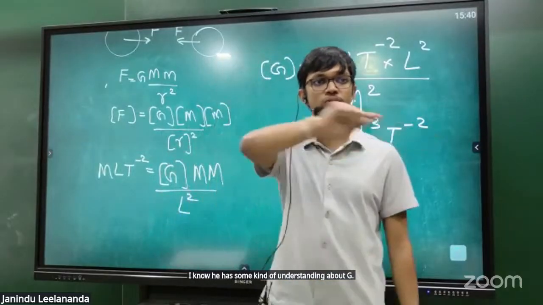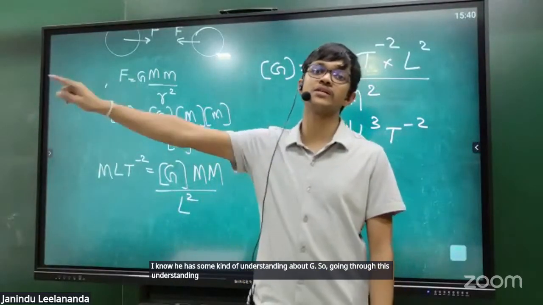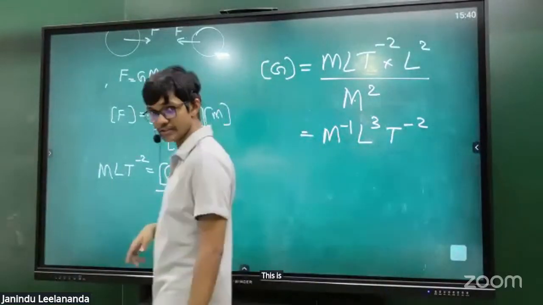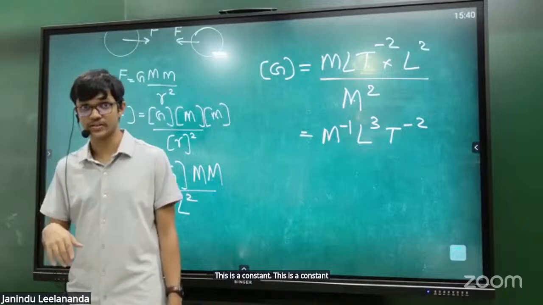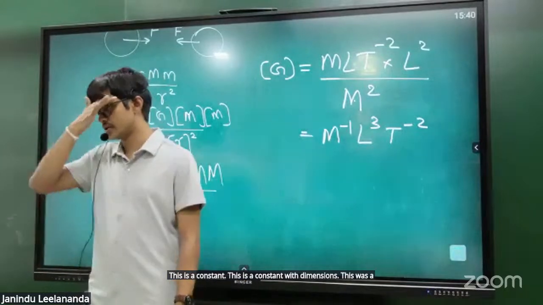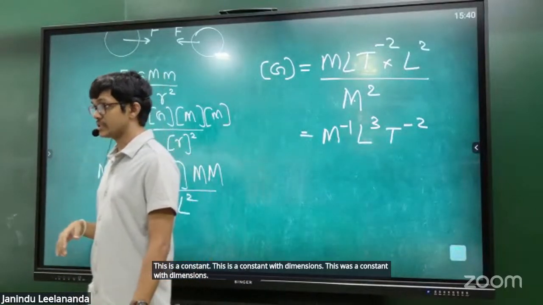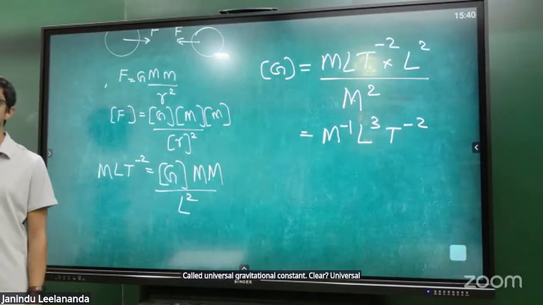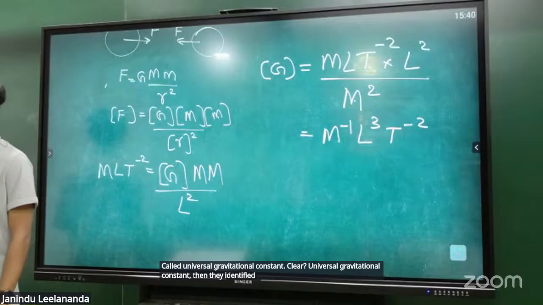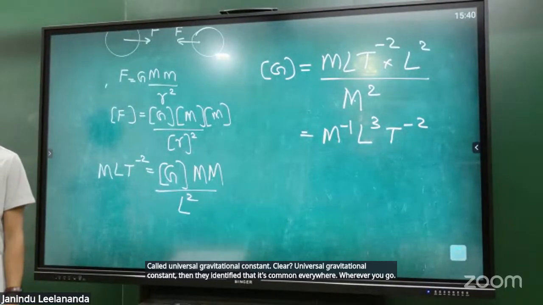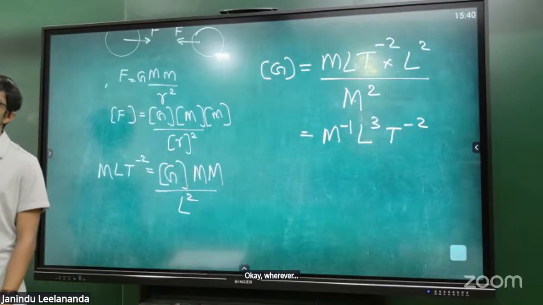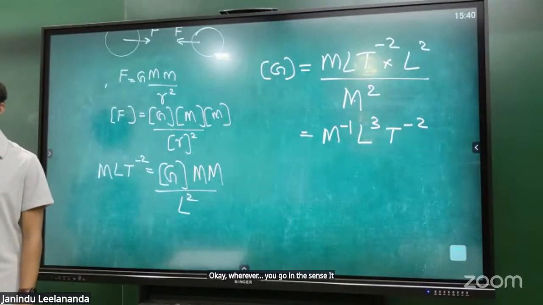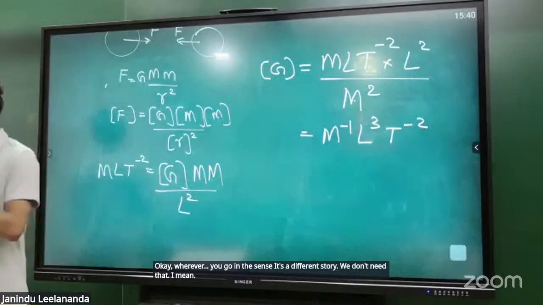Going through this understanding, after doing several sets of experiments, they identified that this is a constant with dimensions, called the universal gravitational constant. Clear? Then they identified that it's common everywhere, wherever you go. Wherever you go, in the sense, it's a different story. We don't need that, I mean, when huge masses are not involved.